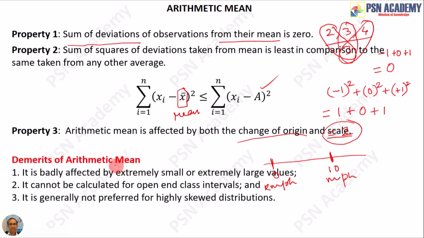This arithmetic mean is affected very badly by outliers. We also talked about open-end class intervals, but arithmetic mean will not help you in this regard. And if you have highly skewed distributions, then you will be in trouble if you use arithmetic mean. Say the distribution is like this, so your mean will be shifting towards the side of the tail because this is a right-skewed distribution. It is highly skewed, you can see. So in this case, arithmetic mean will not be a good choice.